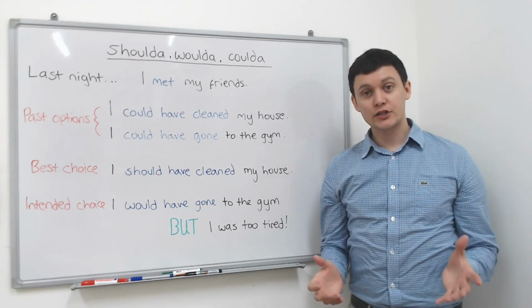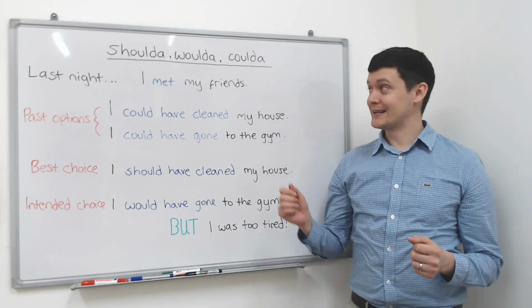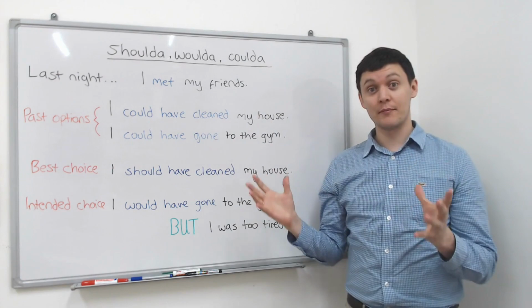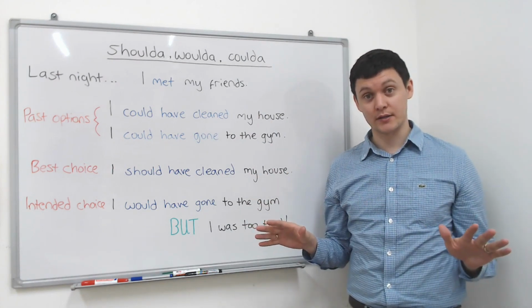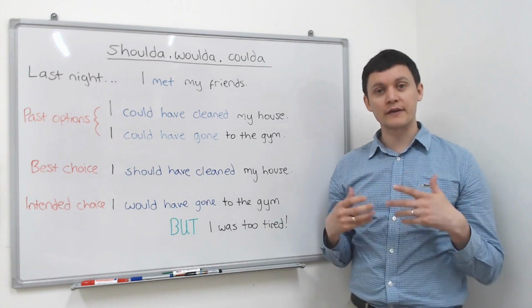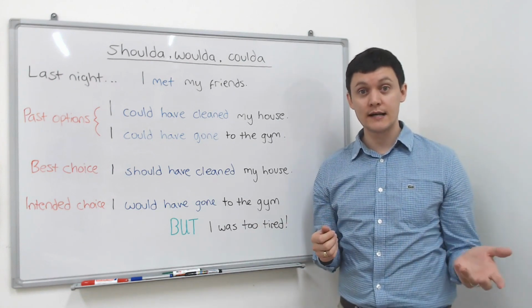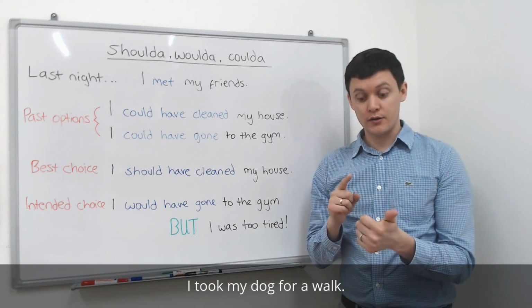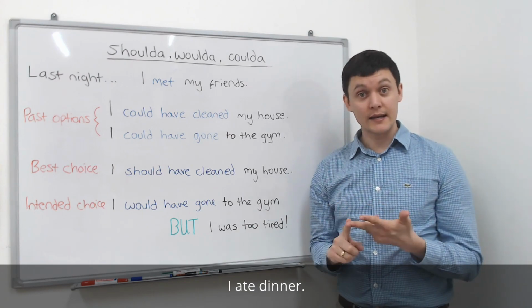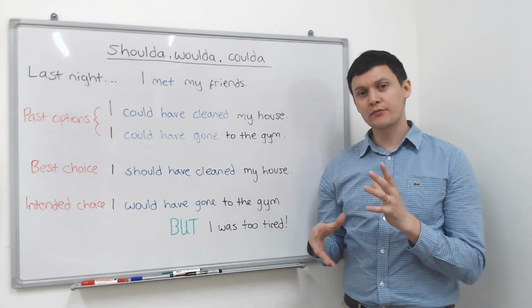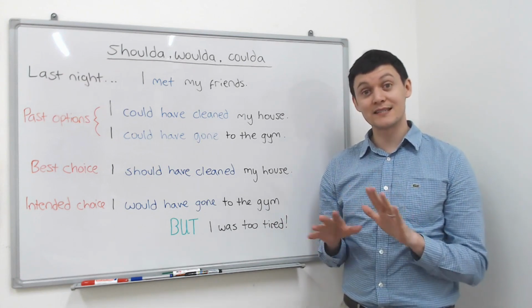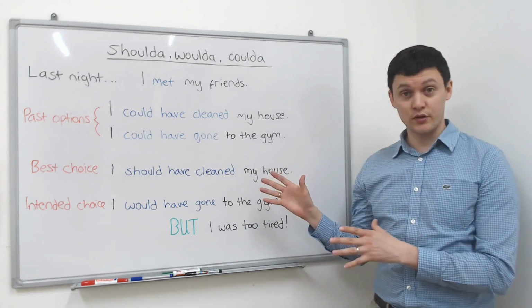So we're looking at shoulda, woulda, coulda today, and this phrase and this grammar is used to talk about the things that didn't happen. So normally we talk about the things that happened. For example, last night I had a shower, I took my dog for a walk, and I ate dinner. These are the things that happened. But sometimes we want to talk about the things that didn't happen. So that's what we're doing today.